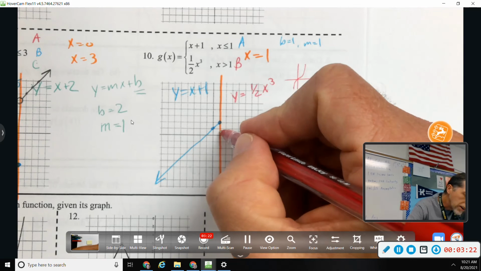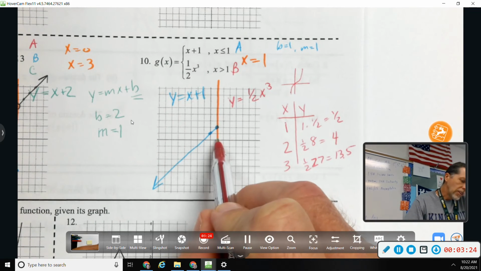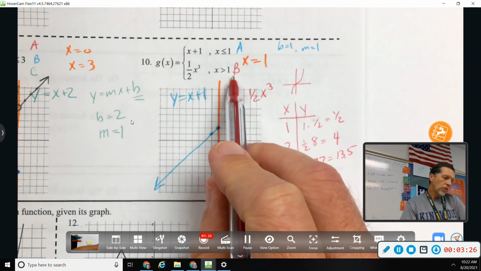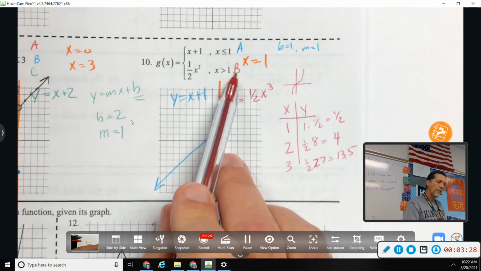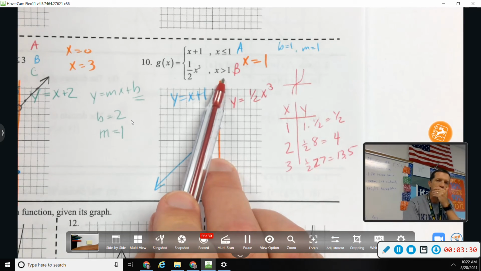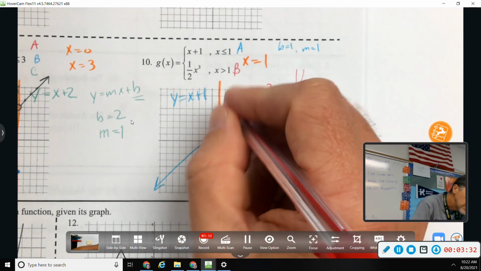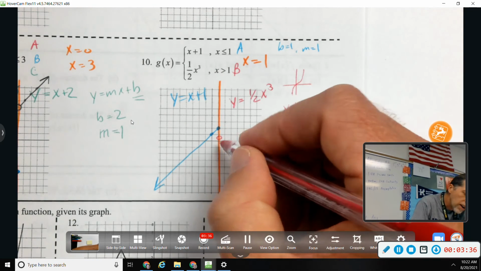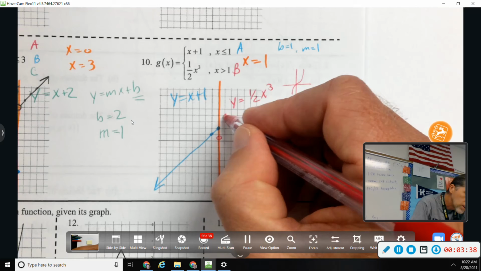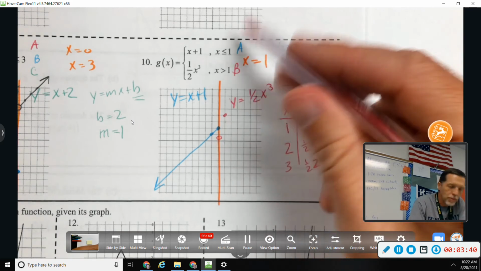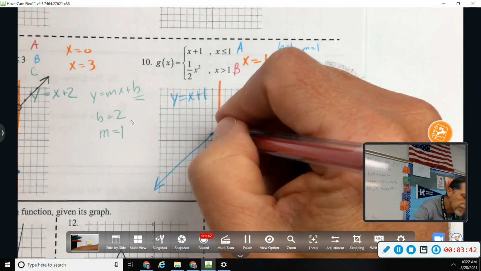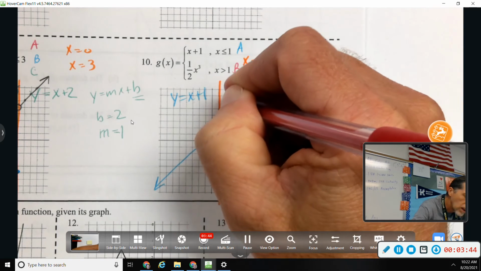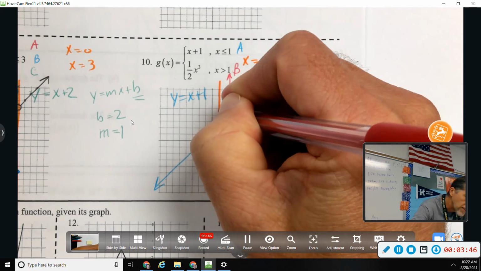So over 1, up 1/2. That's on the line, though. Open circle or closed circle for the graph of B at 1? Open. Graph B does not own that line, so open circle. Over 2, up 4. Over 3, up 13.5, so we're way off the graph at this point. So just super steep on that side.